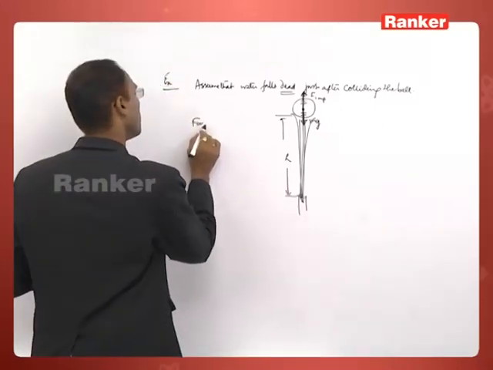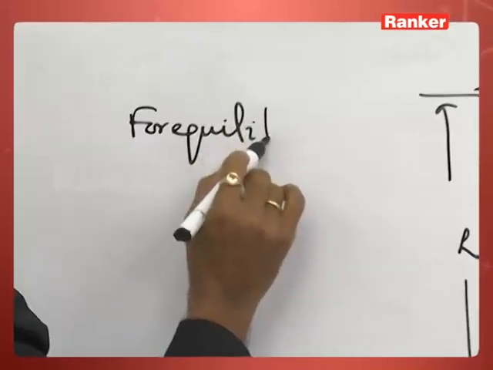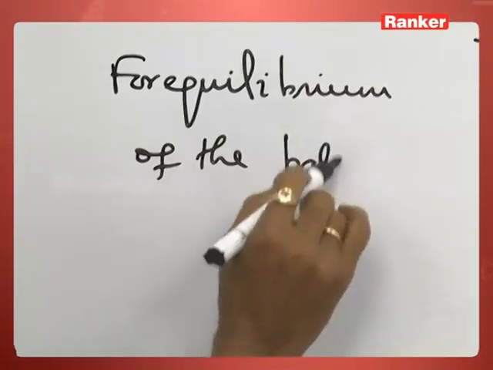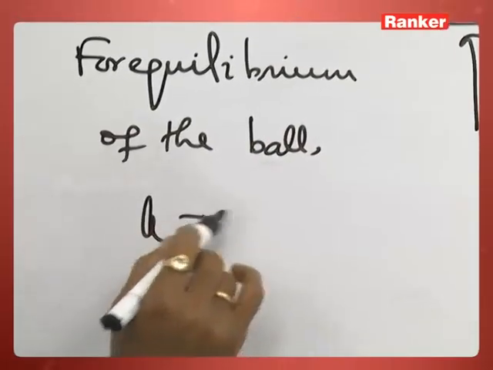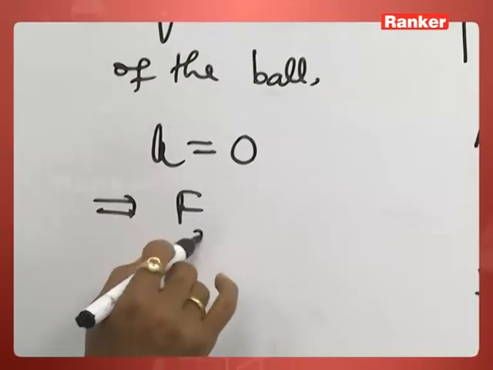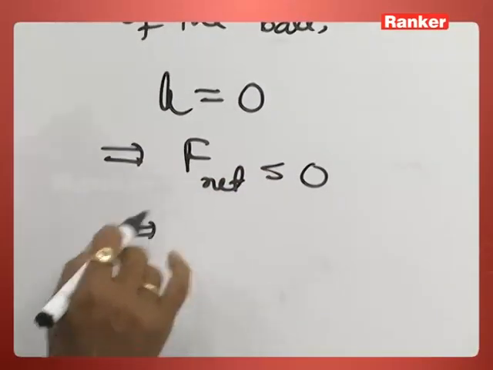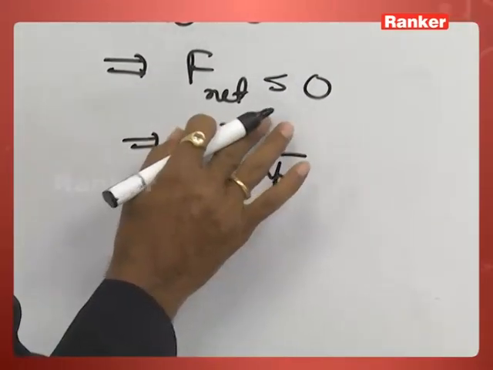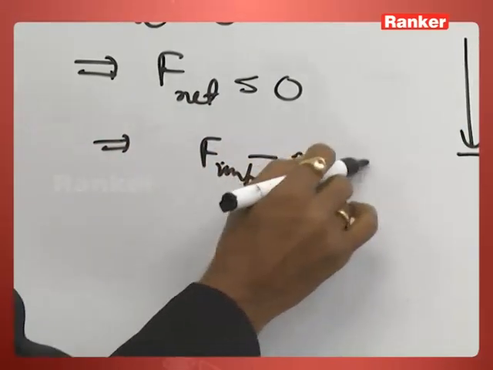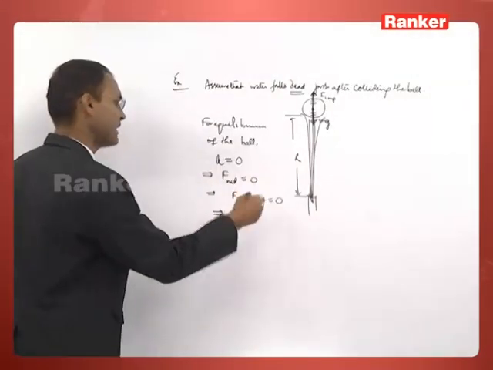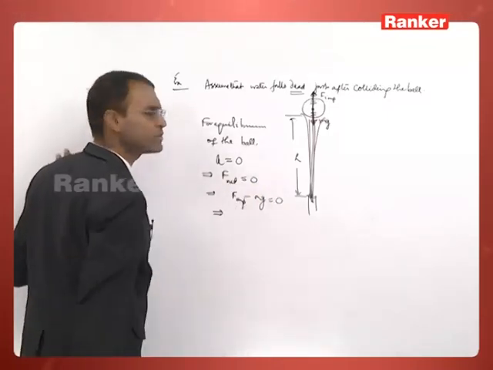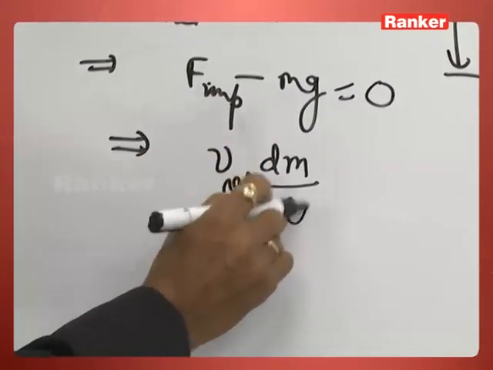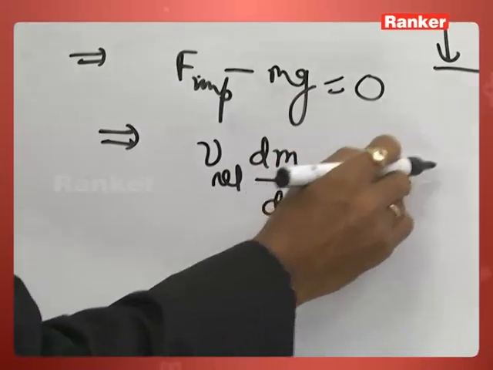For equilibrium of the ball, the acceleration will be equal to 0. Therefore, the net force will be equal to 0. The net force, impact force upward and gravitational force downward, will be equal to 0 when you add them vectorially. Impact force is V relative dm by dt, minus mg, equal to 0.